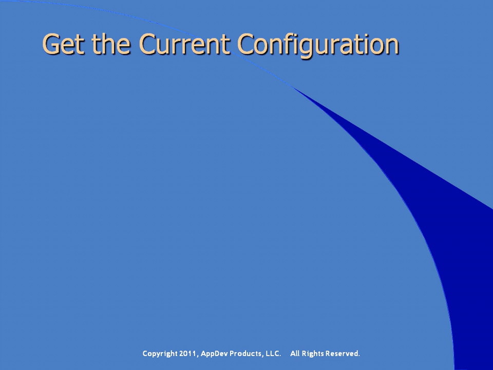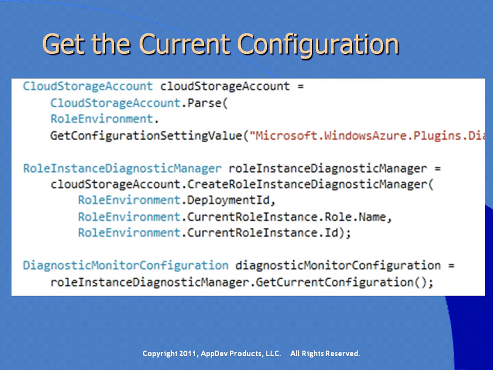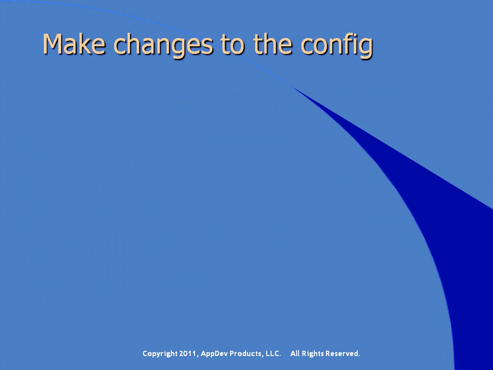We talked about pulling down the current configuration file, and here's an example of how to do that. The first thing we do is create a cloud storage account that points to the storage account that's going to be used for the diagnostics data. Then we create an instance of the role instance diagnostic manager off of that, passing in the instance info. So in this case, the deployment ID, the role name, and the role instance ID. And then lastly, we call get current configuration. That then downloads the current configuration file, and at that point, we can start making changes to the configuration file.